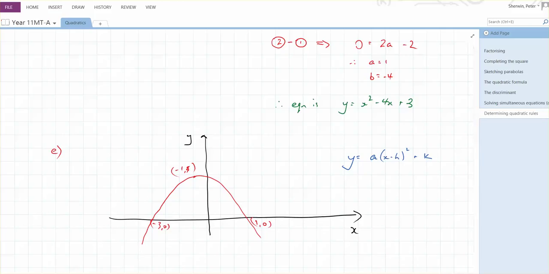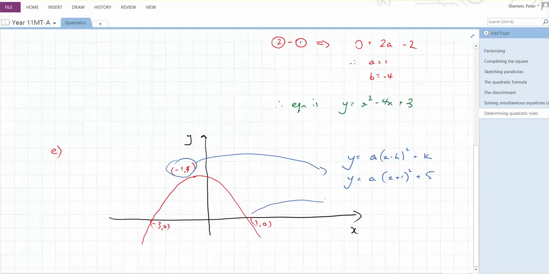So we can put this minus 1, 5 straight in, into h and k. So y is equal to a times (x plus 1) squared plus 5. Now it's only a that we're missing, and I can find out what a is by putting in one of these points. I'm going to put in 1, 0 to here. So 0 equals 4a plus 5, because 1 plus 1 is 2, and 2 squared is 4. So a is equal to minus 5 over 4.